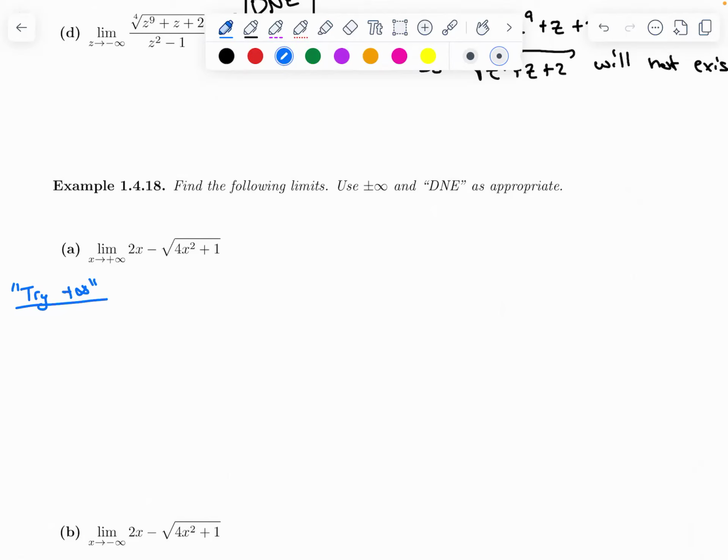But if we were able to plug in infinity, like looking at incredibly large values of x, 2x will go off to infinity. The square root of 4x squared plus 1 will also go off to infinity. So we will get, quote unquote, infinity minus infinity. And this is another example of something that we call indeterminate.